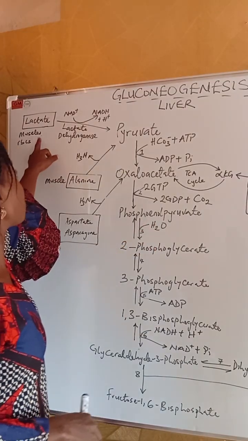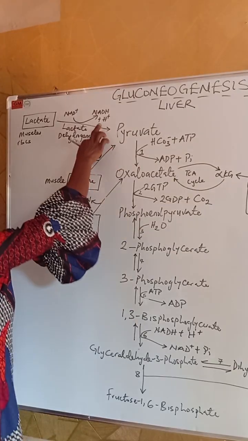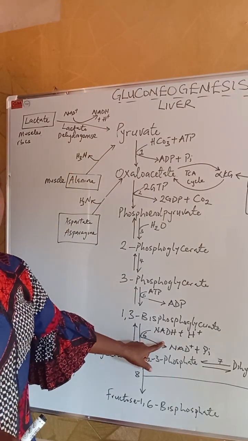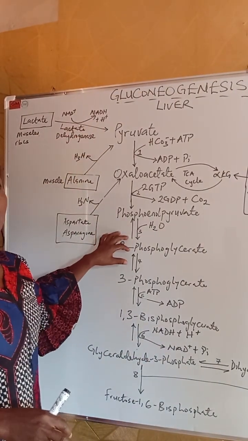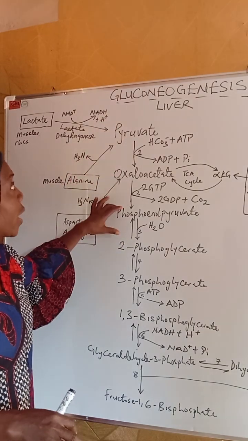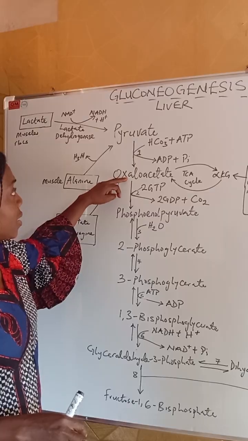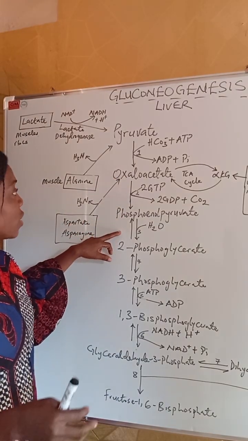Why? If lactate is the source of this pyruvate, NADH is already available here for this step of the reaction. So there's no need for NADH to be released from the mitochondria. So this reaction will just go this way. Pyruvate enters the mitochondria, produces oxaloacetate. Oxaloacetate is converted to phosphoenolpyruvate, and this is released from the mitochondria.